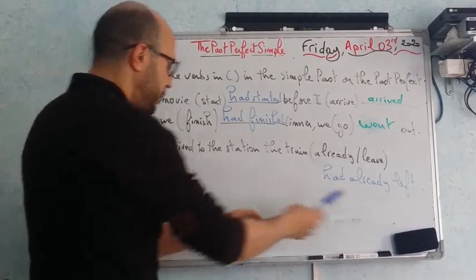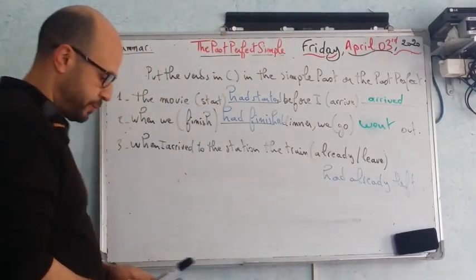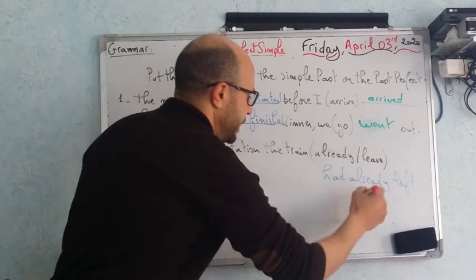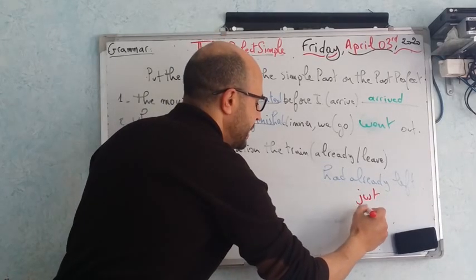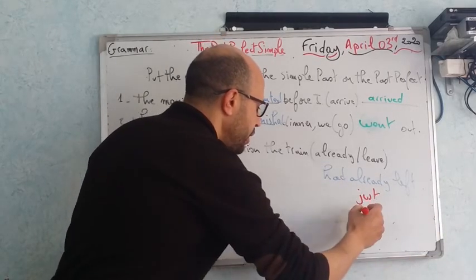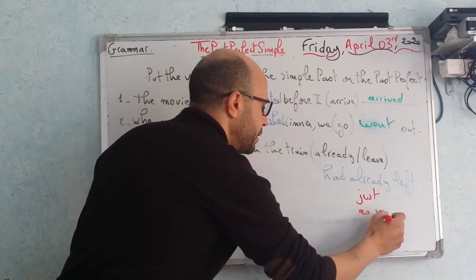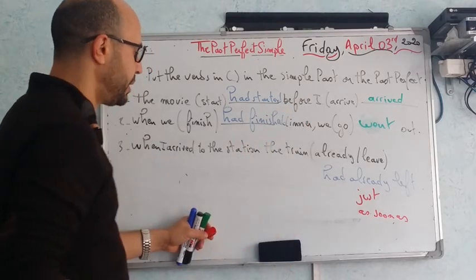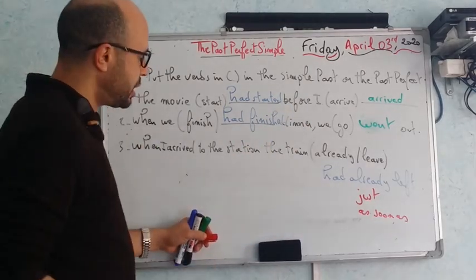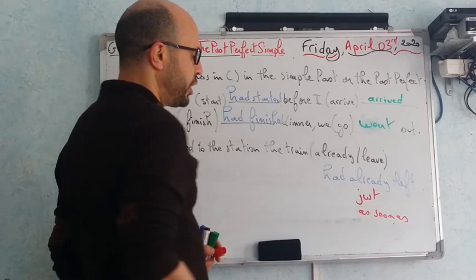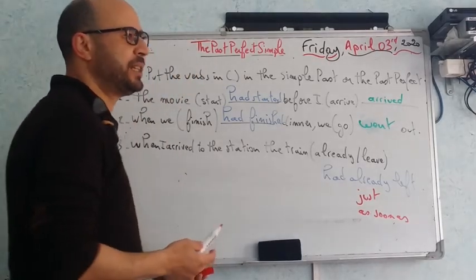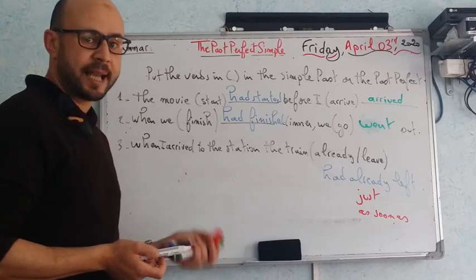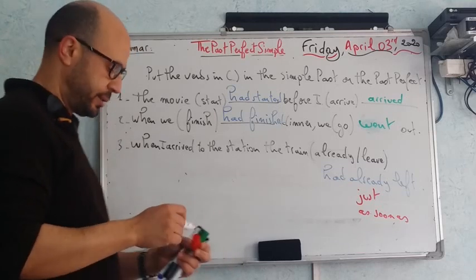For the adverbs that are used with the past perfect, normally you will find adverbs like already, just, as soon as, and words like before, after, when. These are some words that we call indicators. They are words that show me exactly the tense that I'm going to use in the sentence.